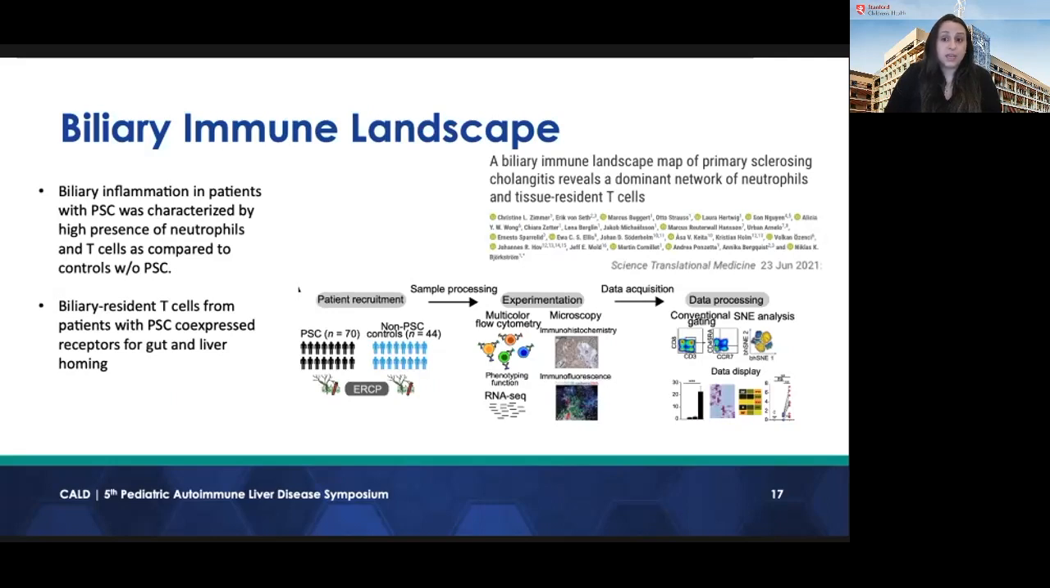So they took endoscopy-guided samples of bile fluid in the biliary tree and comprehensively mapped the human biliary immunological landscape for patients with PSC. And what they showed was that there were major differences in the immune cell composition in bile ducts compared to blood, and that biliary inflammation in patients with PSC was characterized by higher presence of neutrophils and T cells as compared to controls without PSC, and that biliary resident T cells from patients with PSC co-express receptors for gut and liver homing.